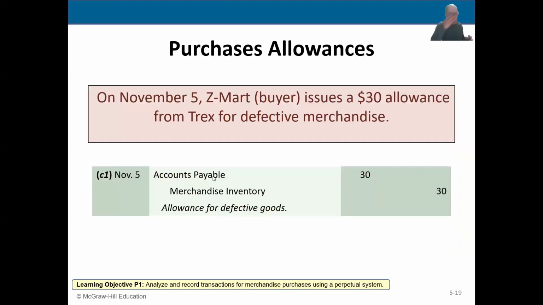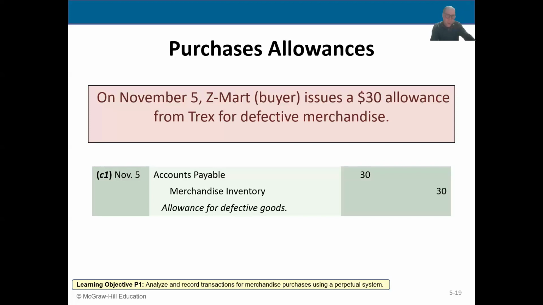Now let's go back to our other example, our corner store, our convenience store. Remember, back on November 2nd, we ordered $500 worth of inventory from our supplier. And we noticed, hey, you know what? Some of this stuff is defective. So we call our supplier up and say, hey, about $30 worth of this stuff is no good. I can accept it, I'll take it.